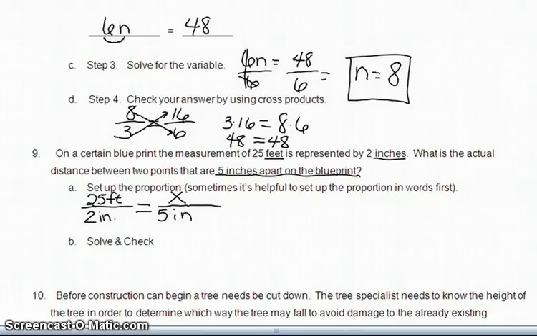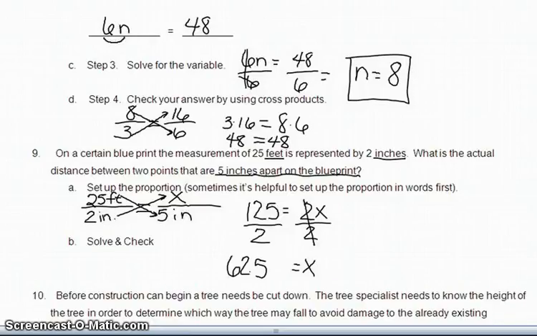So according to my steps, the next thing I do is cross multiply. So I have 25 times 5, which is 125, equals 2x. Isolating that x, I need to get rid of the 2. They're multiplied together, so the opposite operation is division. So I'm going to divide both sides by 2, canceling out. So I have x equals, and dividing 125 by 2, I'm going to get 62.5 feet is the actual distance when it's 5 inches on the blueprint.